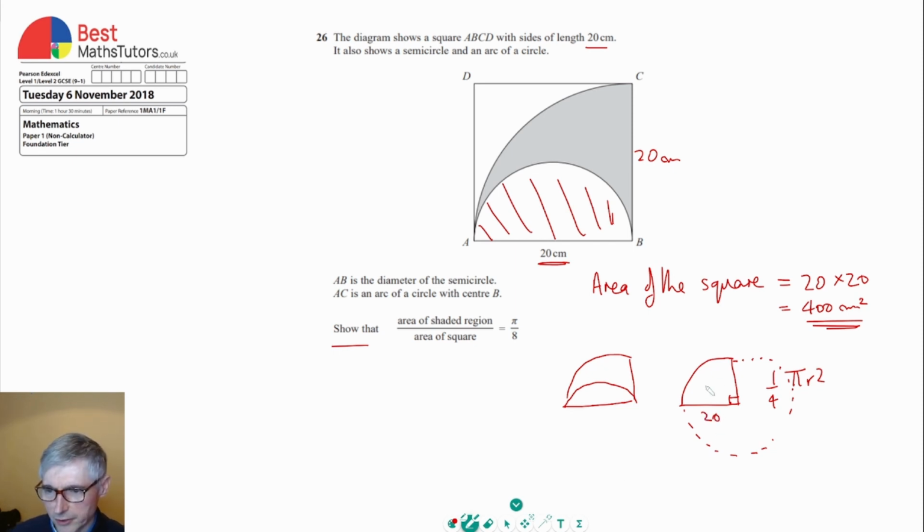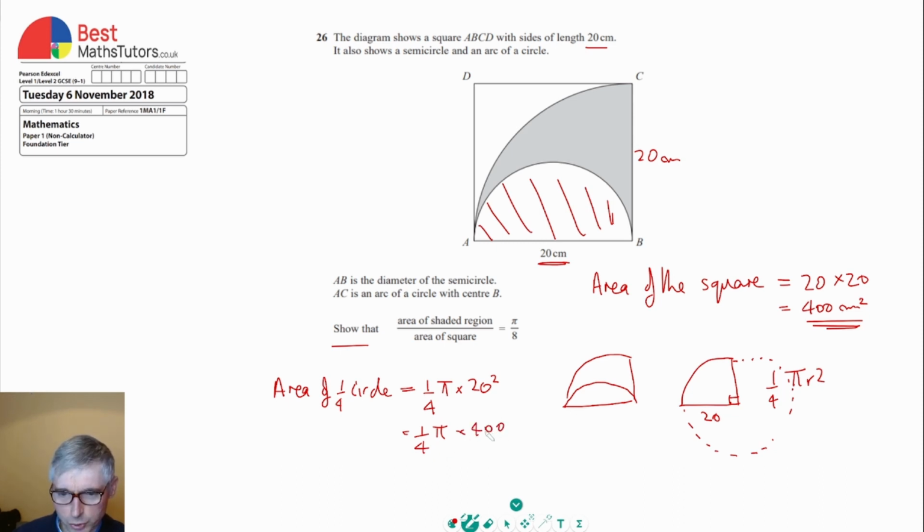So the area of this quarter circle is equal to 1/4 pi times 20 squared. So that's 1/4 times pi, and 20 squared is 400, so times 400. And then if we just divide the 400 by the 4 at the bottom of the fraction, that would give us 100. So the area of the quarter circle is 100 pi.